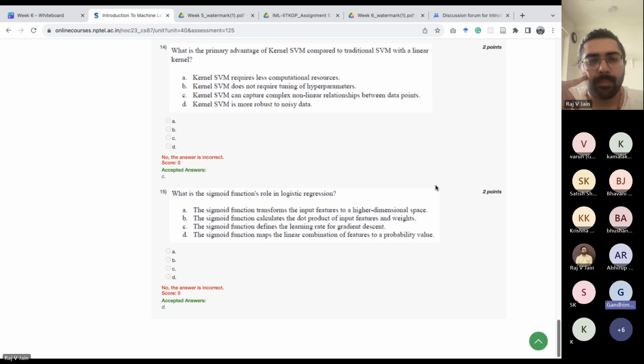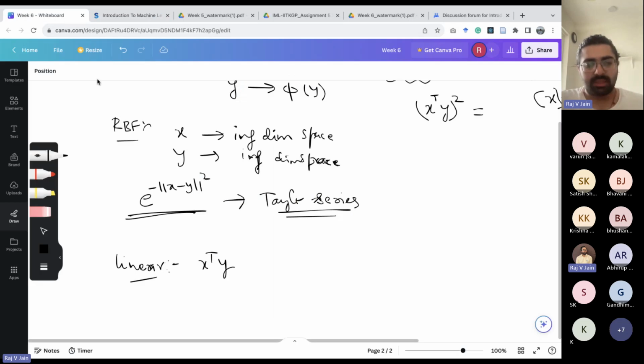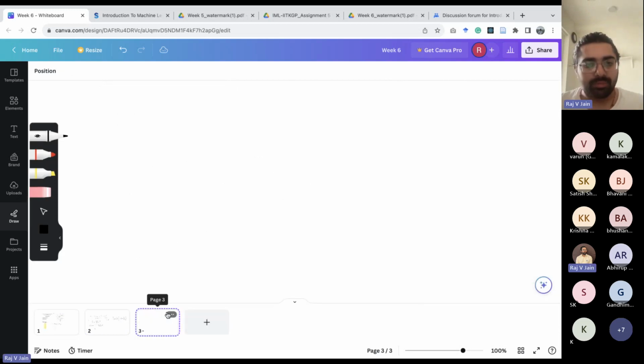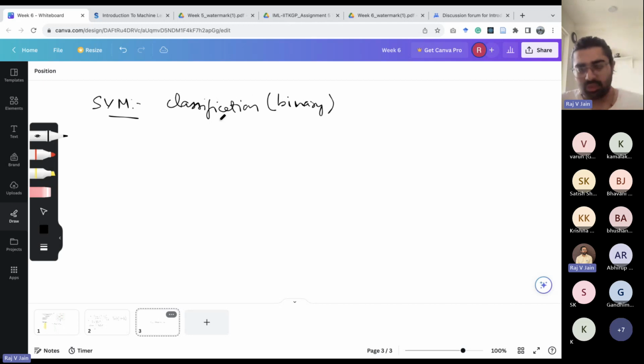You say kernel SVM goes for the nonlinear process. Will it support classification or regression? No, see, I guess that's something that is not clear then. SVM as such is used only for classification, and especially binary. If you want to do anything else, you need versions of this, like one versus one and those sorts of things.